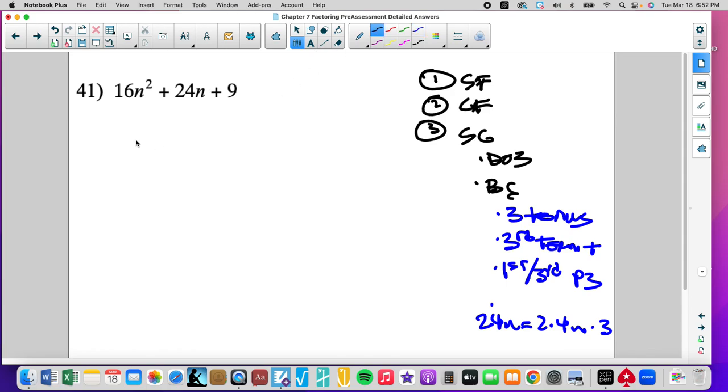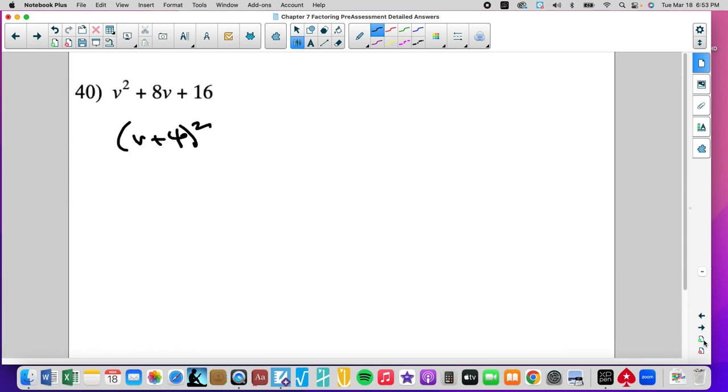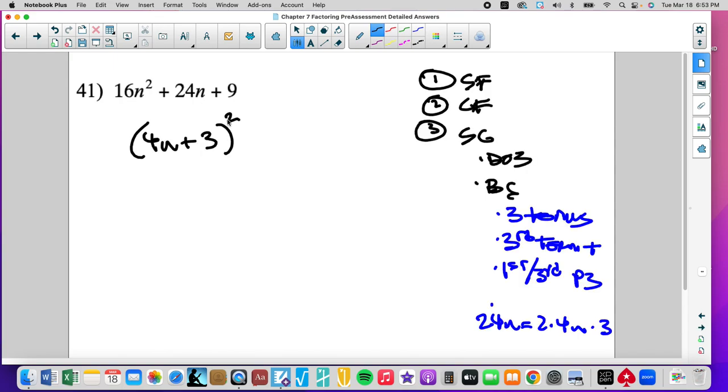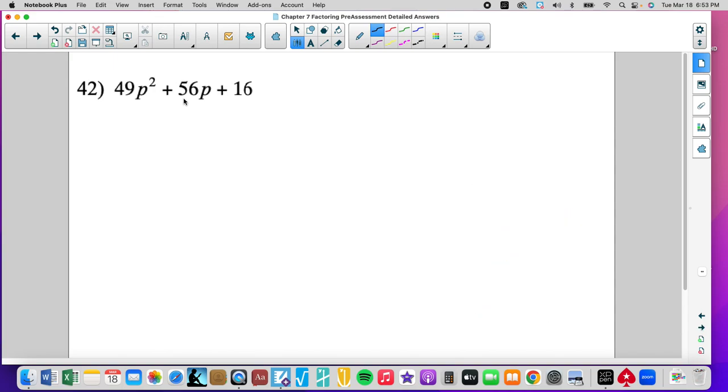Now, I'm going to take the square root of the first, 4n. I'm going to take the square root of the last, 3. Signs are the same, both are positive, and it's a binomial square. So I have to make sure that I write that square in there. Students tend to make mistakes. So we have three terms, third term positive, first and third are perfect squares.